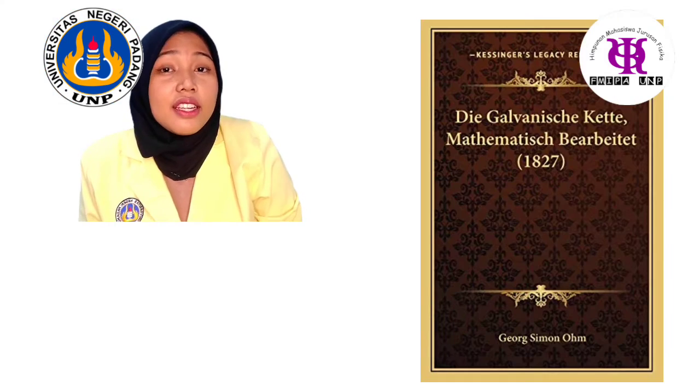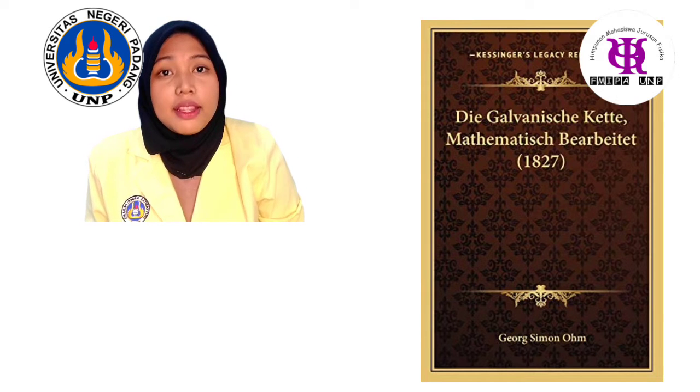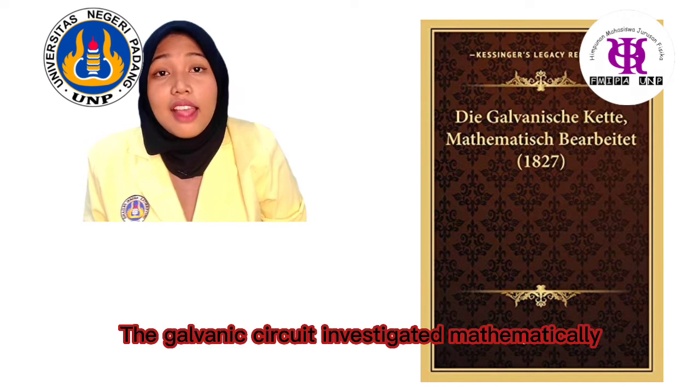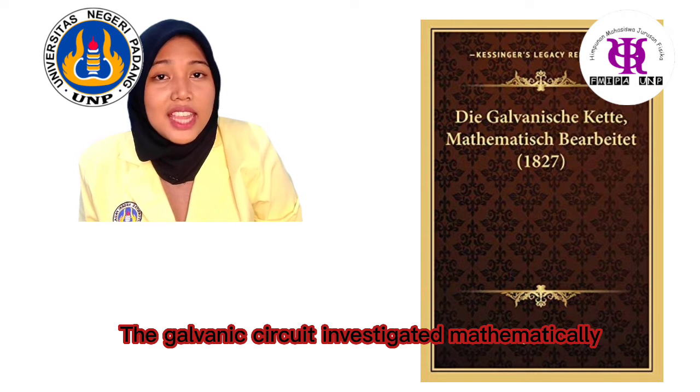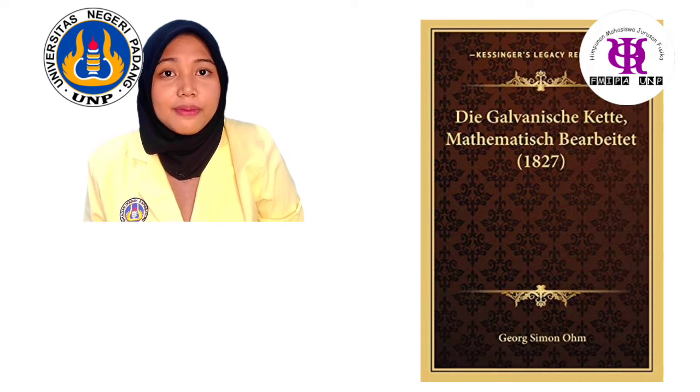Ohm did his work on resistance in the years 1825 and 1826 and published his results in 1827 as a book, Die galvanische Kette, mathematisch bearbeitet, or in English, The Galvanic Circuit Investigated Mathematically. He drew considerable inspiration from Fourier's work on heat conduction in the theoretical explanation of his work.